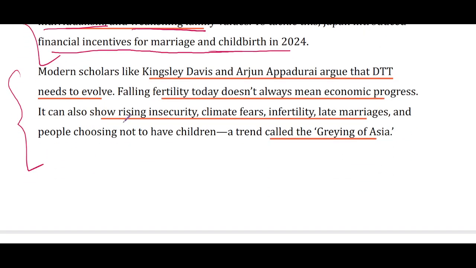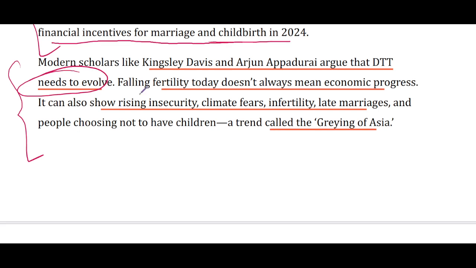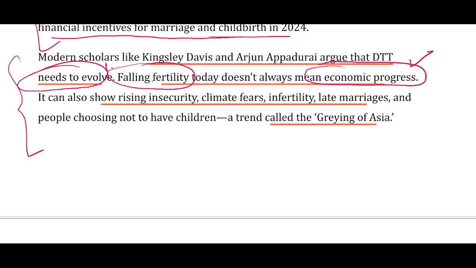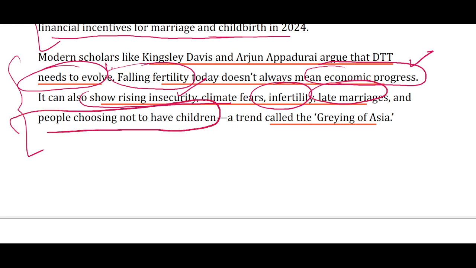Now, the scholarly views. Modern scholars like Kingsley Davis and Arjun Appadurai argue that DDT needs to evolve. The first reason they have given is that falling fertility does not mean that economic progress has been achieved, or that it is a sign of economic progress. Falling fertility can also show that there is insecurity around climate fear, insecurity around economic woes. There may be infertility, there may be late marriages, and people may be deliberately not having children.